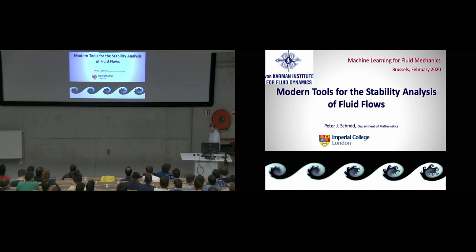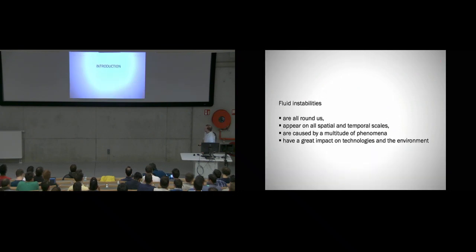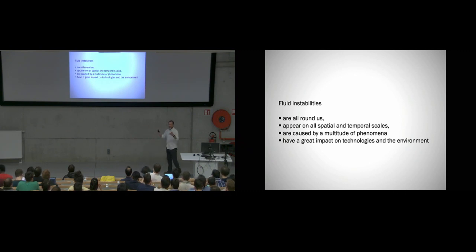Okay, but to start out with, let me give you a little bit of motivation before I hit you with some equations. Fluid instabilities, stability theory, is a central discipline of fluid mechanics. Just open JFM, and there's always a stability analysis somewhere in every issue. Fluid instabilities are all around us. Everywhere you look, you can see a fluid instability. They appear on all spatial and temporal scales, from the small ones, microfluidics, all the way to atmospheric sciences, oceanography or astrophysical applications.